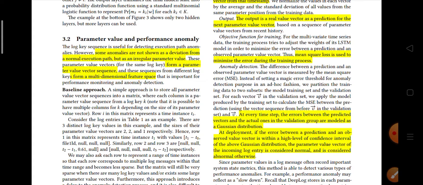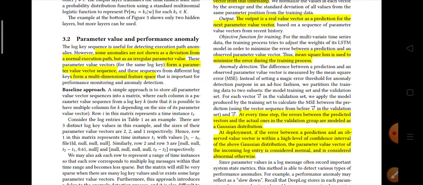See again, this is only using the log key. The log key will tell something about the order of your anomaly, but still some anomalies can happen from variation in your parameter values. So they added one more model that will detect the parameter sequences.